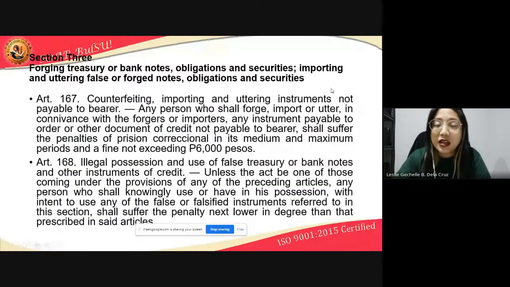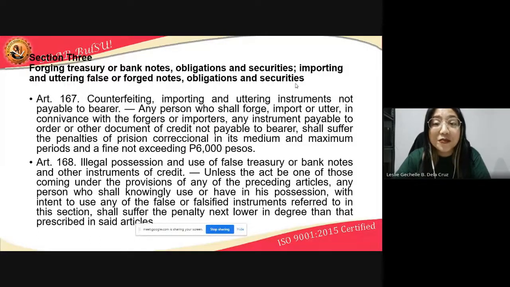Same section pa rin, Article 167 naman, counterfeiting, importing, and uttering instruments not payable to bearer. Any person who shall forge, import, or utter in connivance with the forgers or importers any instrument payable to order or other document of credit not payable to bearer shall suffer the penalties of prision correccional in its medium and maximum periods, and a fine not exceeding 6,000 pesos.